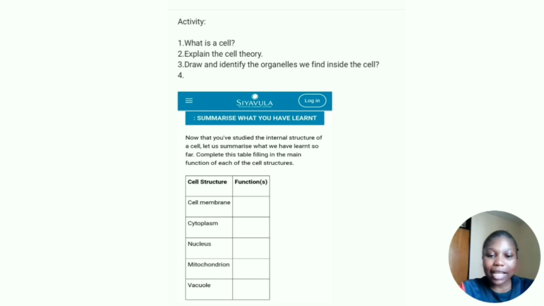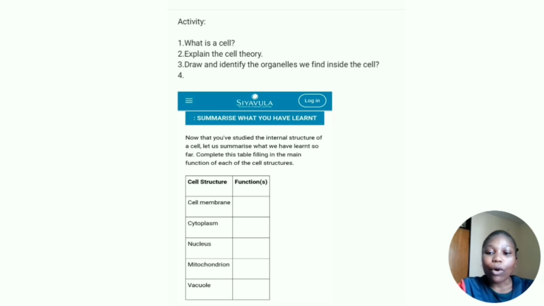These are the questions for the activity. Number 1, what is a cell? In this question, you have to explain what a cell is as you were taught. Question 2, explain the cell theory. In this question, you have to explain how cells come to exist. Question 3, draw and identify organelles we find inside the cell. As my colleague has explained the organelles that we find in the cell, now you have to draw the cell and the organelles inside the cell and mention them.